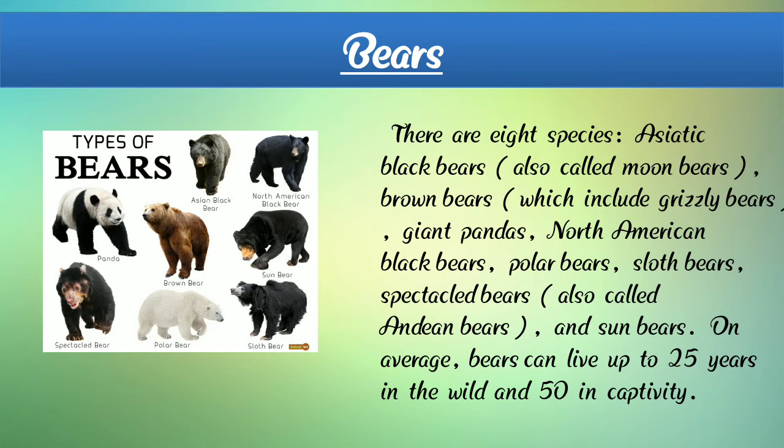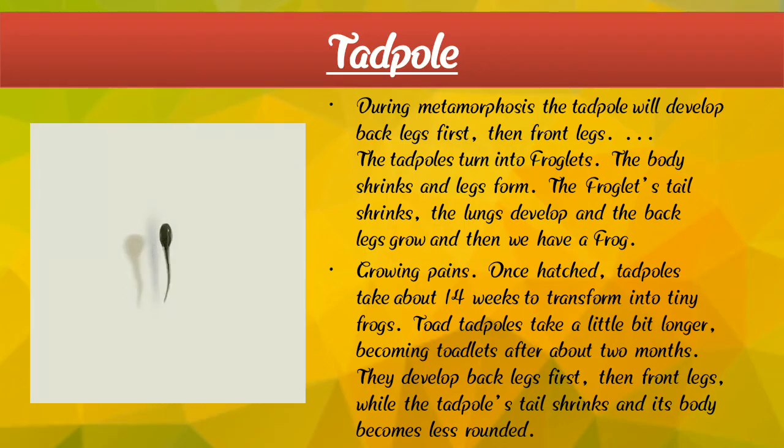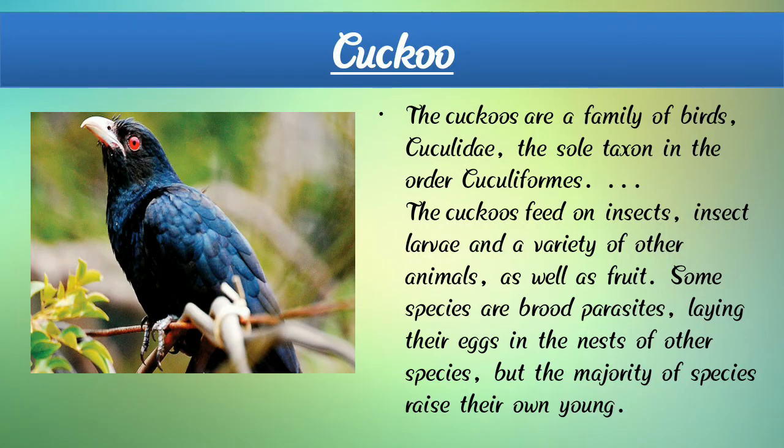Then we learn about bears. Here we can see different types of bears, and these are different colors and also have different names. Then we learn about how a tadpole grows into a frog. Then we learn about the cuckoo. The cuckoo is the bird that lays eggs in other birds' nests.